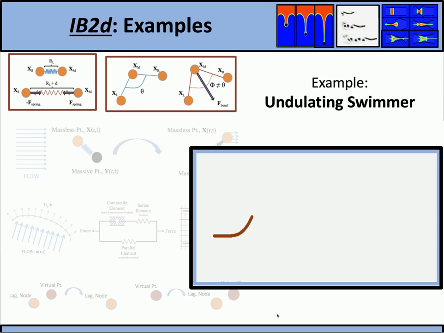The next example we'll show you is an undulating swimmer. This swimmer is comprised of both springs and beams, and in particular, all it's going to do is interpolate between 2 different preferred beam curvatures. Let's see how this thing swims.